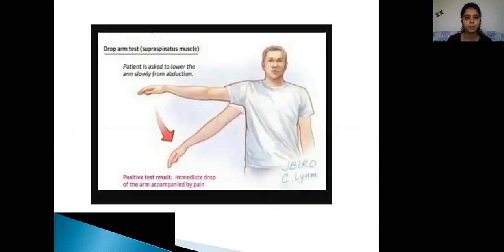Now here's my brother, and I'm doing the empty can test on him. He has abducted his arm to 90 degrees in the scapular plane with internal rotation, and I'm telling him to resist my downward pressure. This is the drop arm test for the supraspinatus muscle, where the patient is asked to abduct his arm to 90 degrees. If the patient is not able to hold it for a longer time, or immediately drops the arm accompanied by pain, then the test is considered positive.